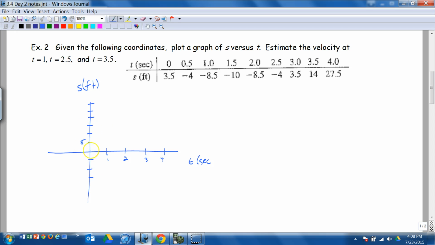So 0, 3.5, 0.5, -4, 1, -8.5, and 1.5 is -10, 2. So it looks like it's a standard parabola. Obviously my spacing isn't perfect, so 3.5 goes all the way up to 14 now. And then 27.5 way up here. So it looks something like this.